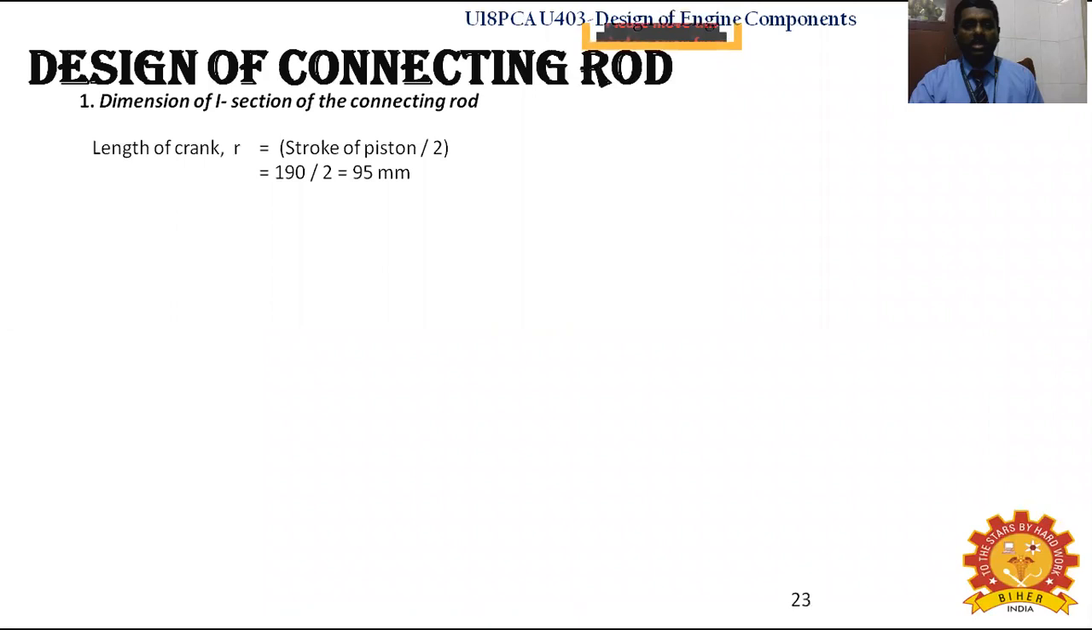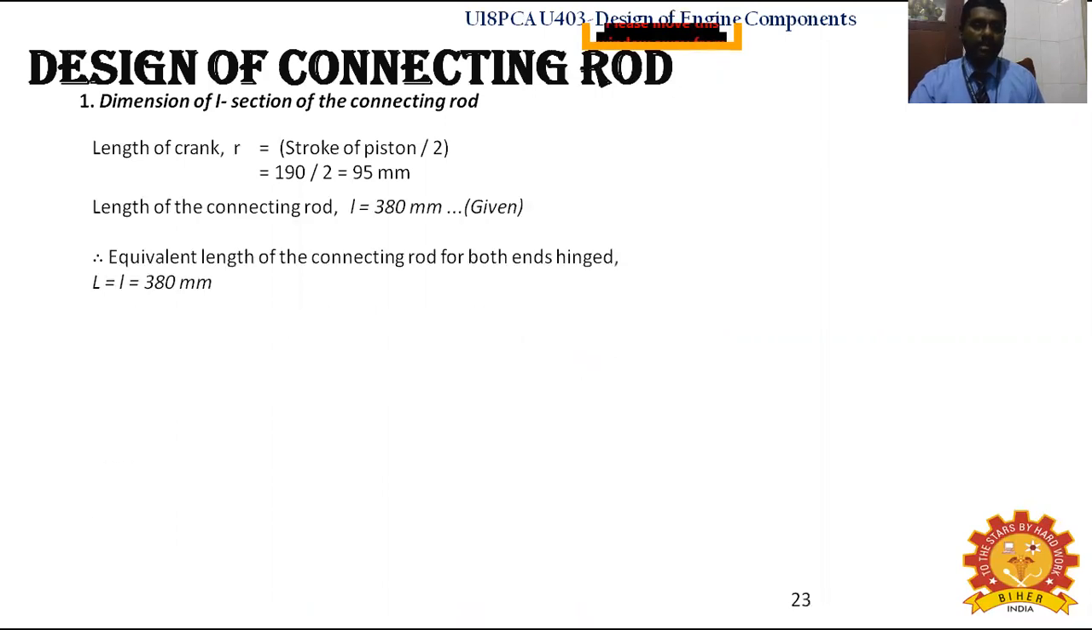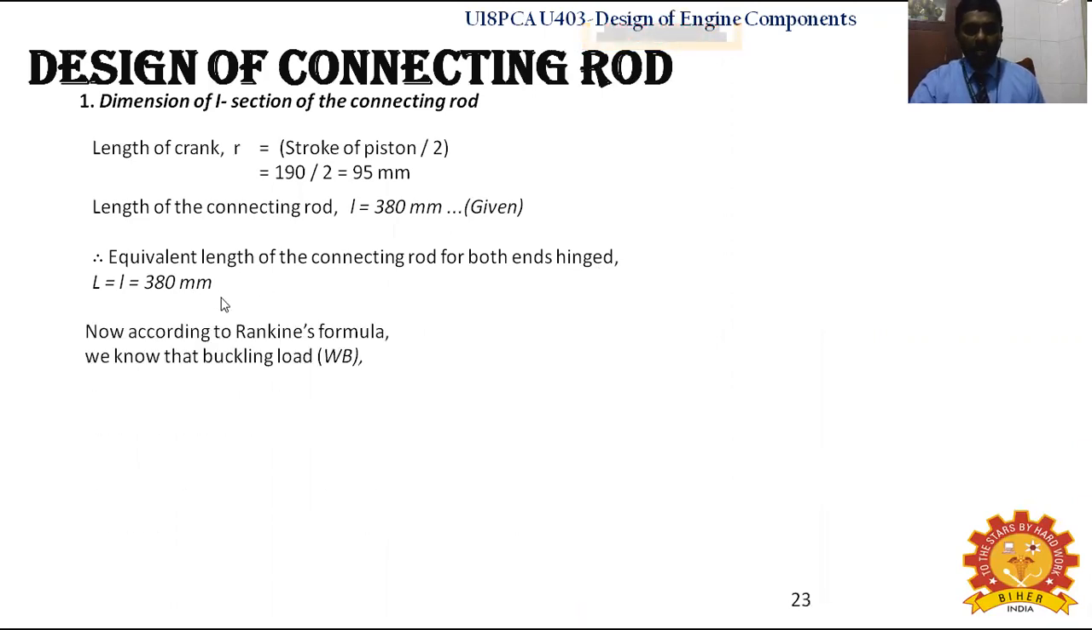And now the length of crank is stroke of piston by 2. The stroke of piston is given in the problem, so 190 you substitute, and you identify the length of the crank. Also the length of connecting rod is given in the problem itself, which is 380 mm. So the equivalent length, for the case of both ends hinged, will be equal to the length of the connecting rod. So you take the equivalent length as 380 mm.